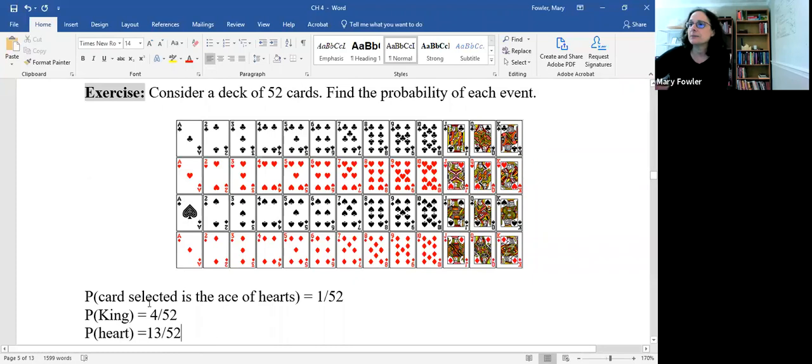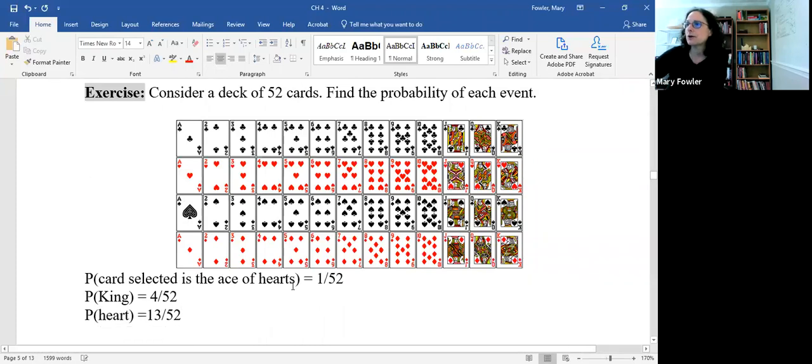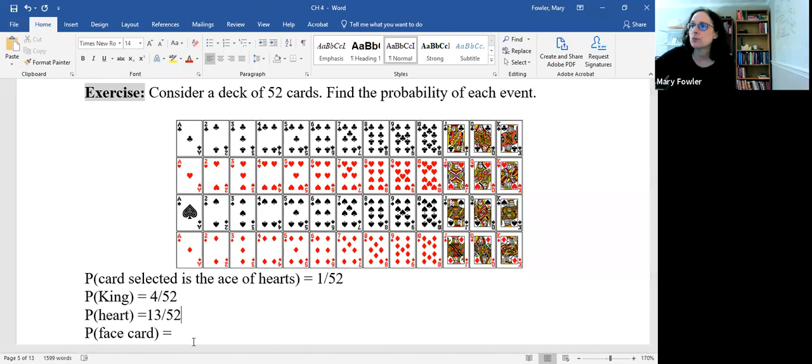And finally, the probability of getting a face card. We have to define what a face card is. Face cards are these cards here that have actual faces on them. So how many are there? 1, 2, 3 times 4. There are 12 face cards. And the probability of getting a face card is going to be 12 over the size of the sample space, which is 52.